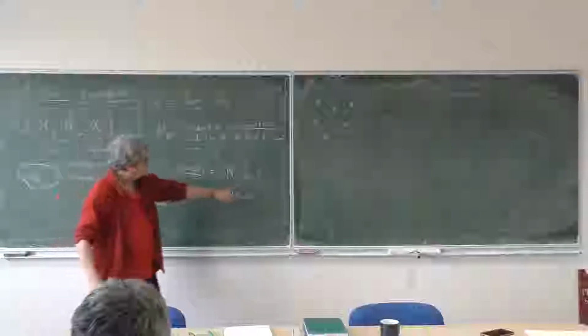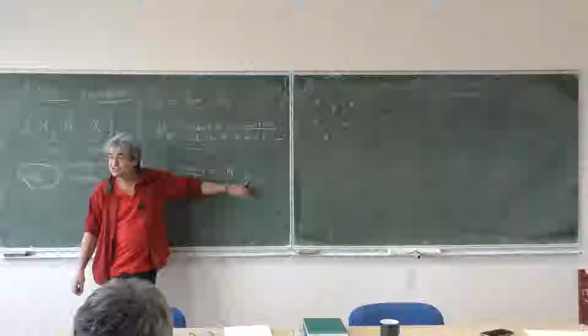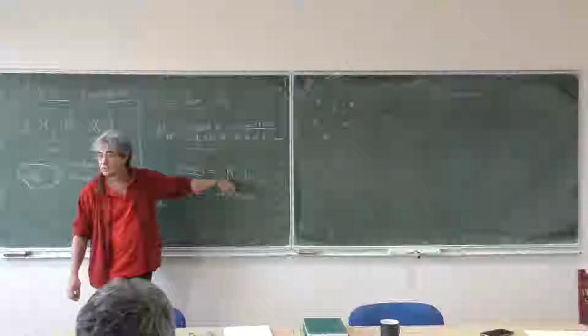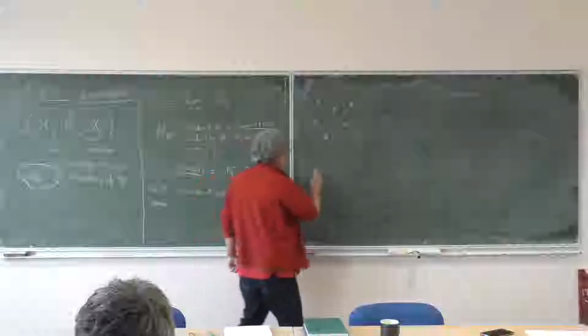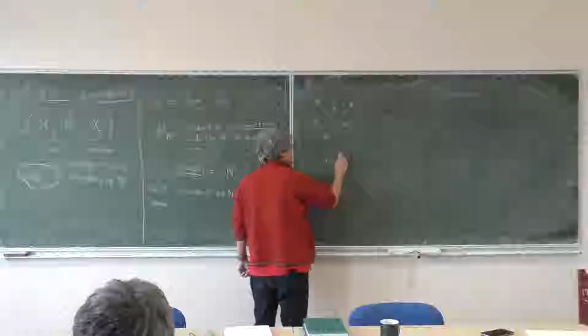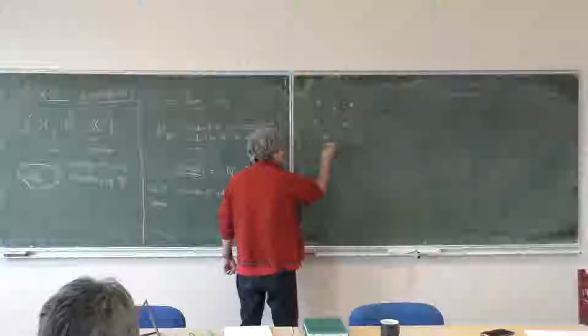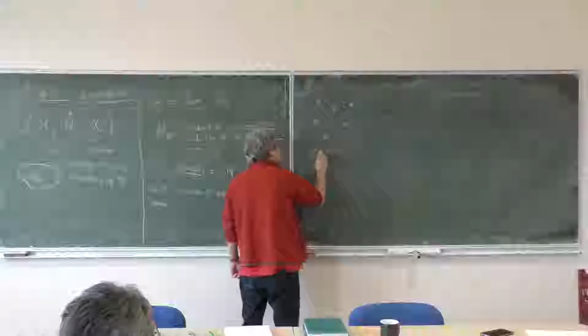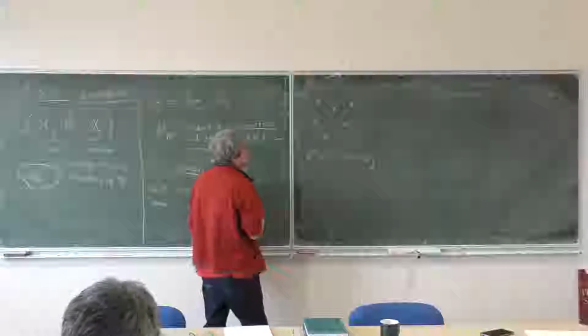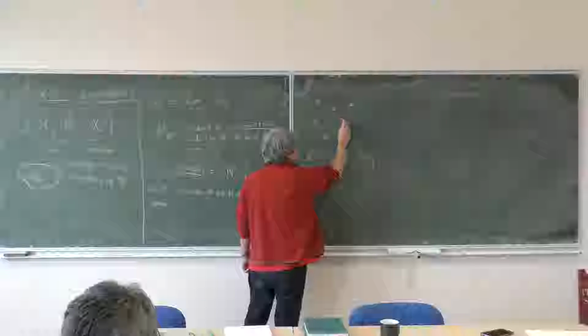L is a collection of ordered couples of elements of N. So an element little l of this set L is just n1, n2, ordered. So you can think it's a little arrow here.